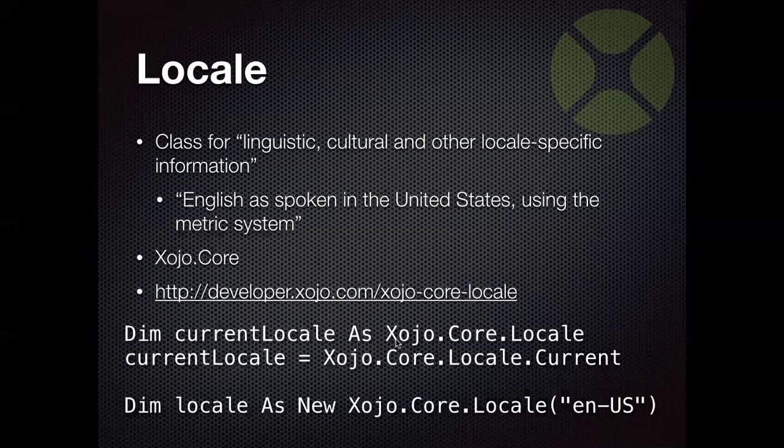And locale has a shared method on it called current that'll just give you back whatever the current locale is. And that's commonly what you might want to be using. So here I just set the current locale to xojo.core.locale.current. And I now have the current locale in that particular variable. But I don't need to necessarily assign it because it is a shared method. I could just always type locale.current if I wanted to.